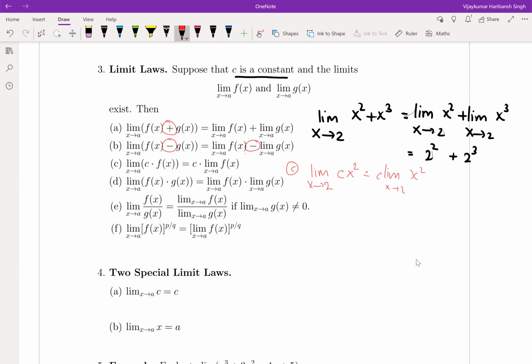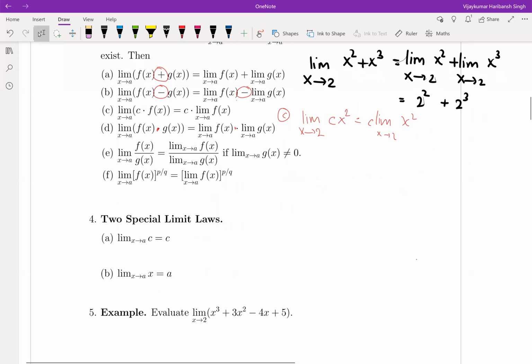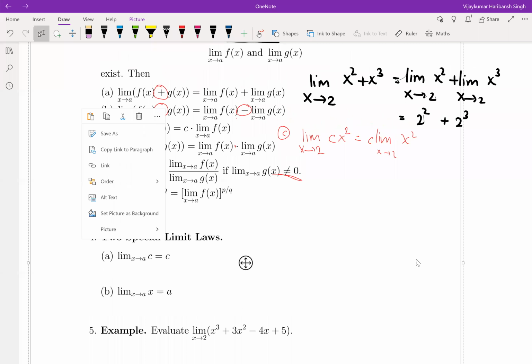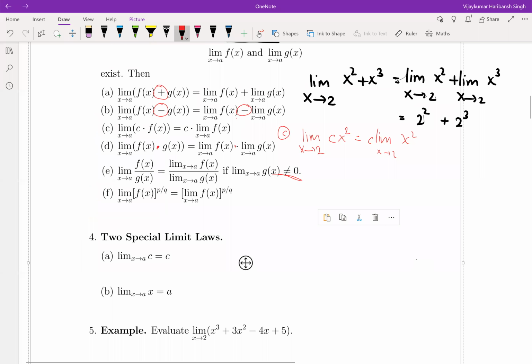The same thing happens when you replace the plus by multiplication. The limit as x goes to a of f of x times g of x is the limit as x goes to a of f of x multiplied by the limit as x goes to a of g of x. And then the same thing can be repeated with f over g, but what you need is that the limit as x goes to a of g of x must not be zero. Otherwise, this thing is not defined. The same thing is true about powers as well. The limit as x goes to a of f of x to the power p by q, where p and q are some integers, is the same as the limit as x goes to a of f of x, the whole power p by q.